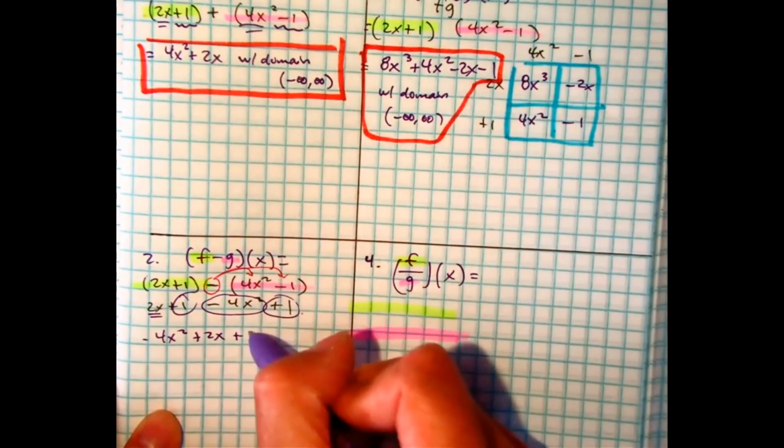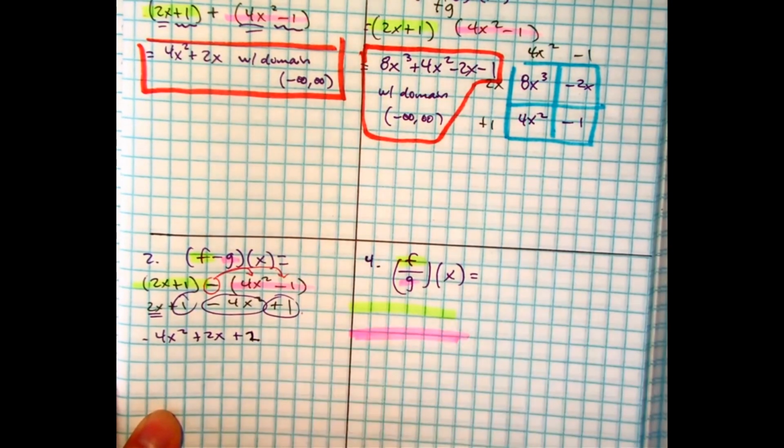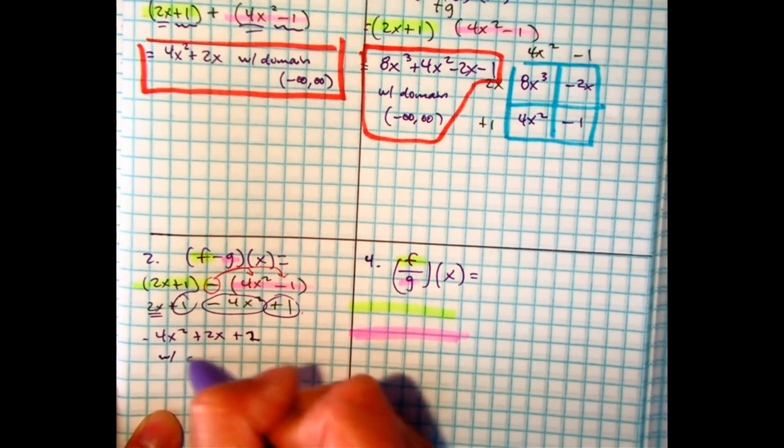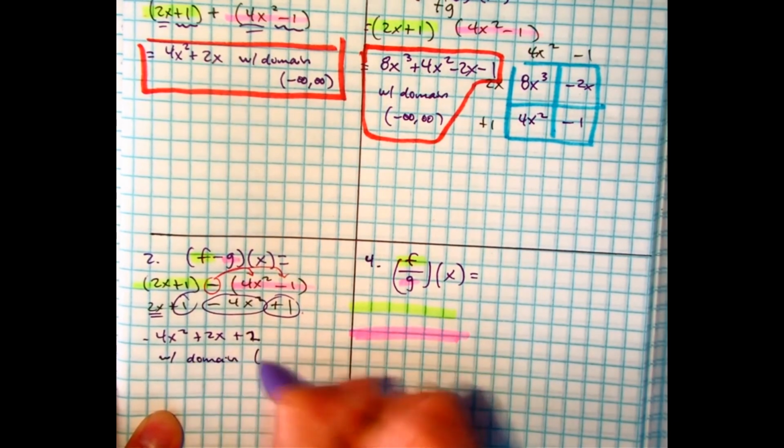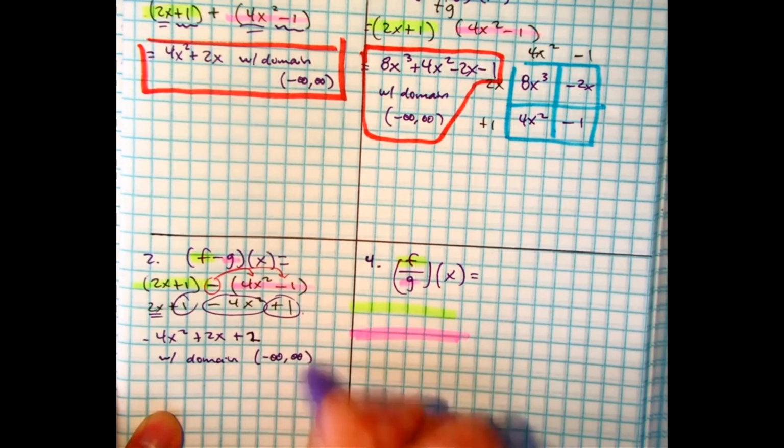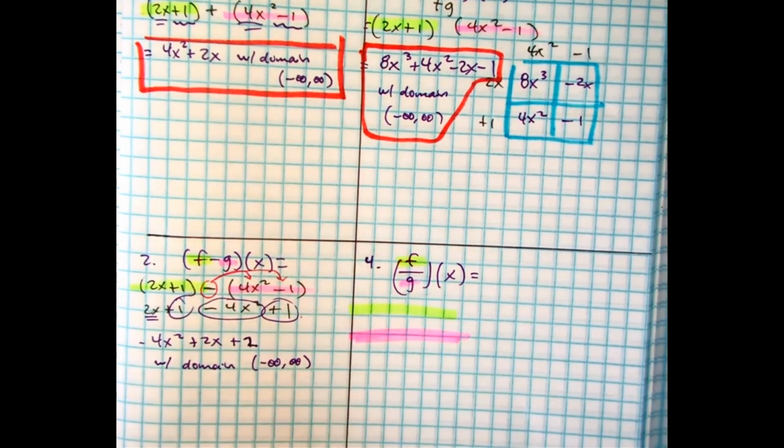Plus 2. It says 2. You don't see that? And we forgot our domain. I was wrong. Raise your hand if you got that. Nice.